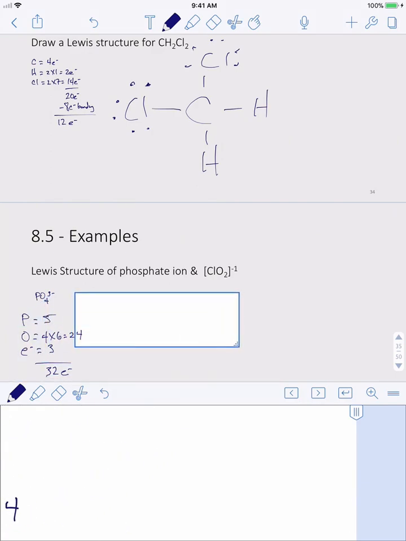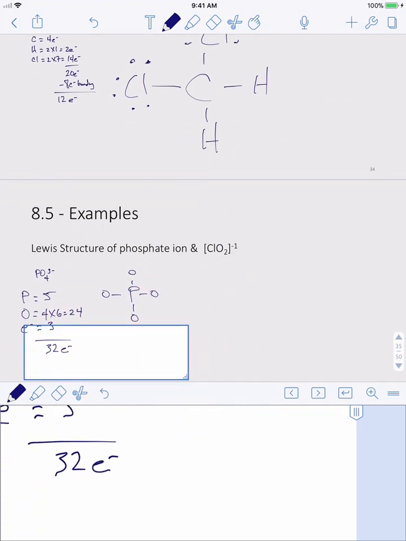Okay, so we look at our options, and we need to put our least electronegative in the center. So between oxygen and phosphorus, look on the periodic table. Oxygen is closest to fluorine, the most electronegative, so those are going to be on the outside, and the phosphorus is going to be on the inside. So we have phosphorus, and then we're going to connect it to 4 oxygens.